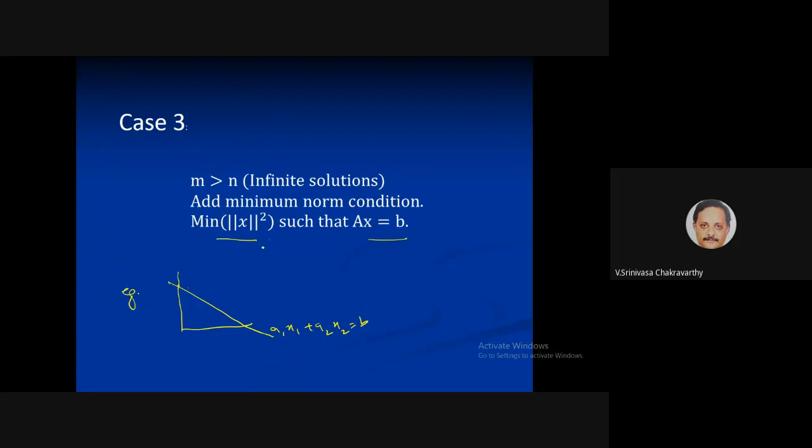So can I have some kind of a constraint which gives me a unique solution? Then I'll add a constraint which says, give me a point which lies on this line but has a minimum norm, that is, has the shortest distance from the origin. That becomes a unique solution. So in the case of infinite solutions, where m is greater than n, we can add a minimum norm condition such that you get a unique solution. So we'll see this in the next class.